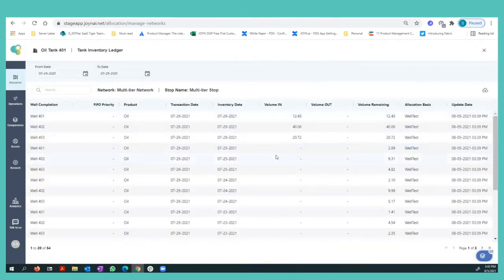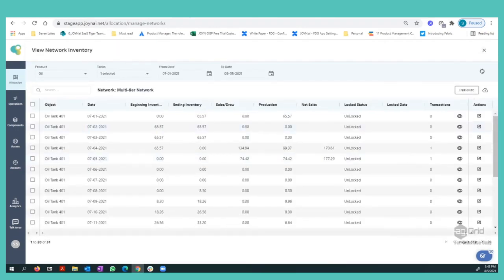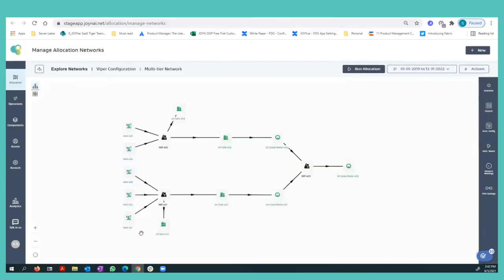What you see here is the ledger for tank 401. All the inventory coming into the tank is coming from the wells 401, 402, and 403. And run tickets are the only way to draw out volumes from this tank.